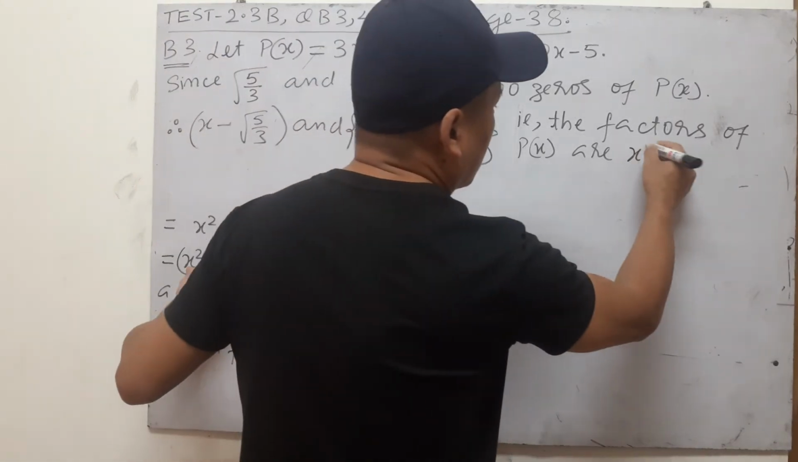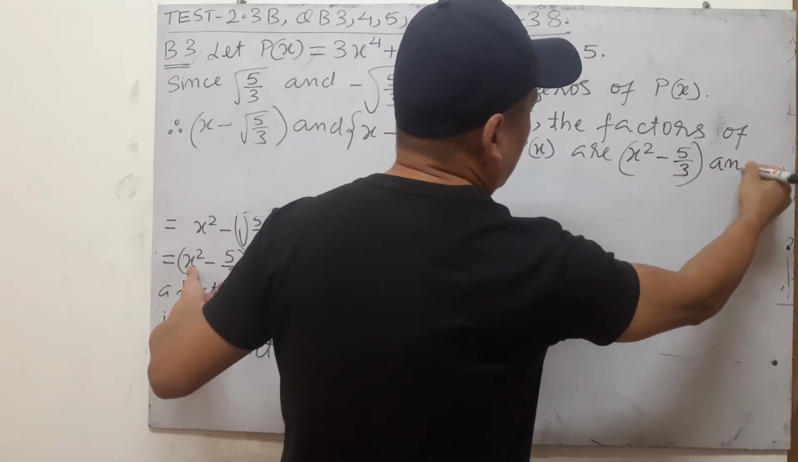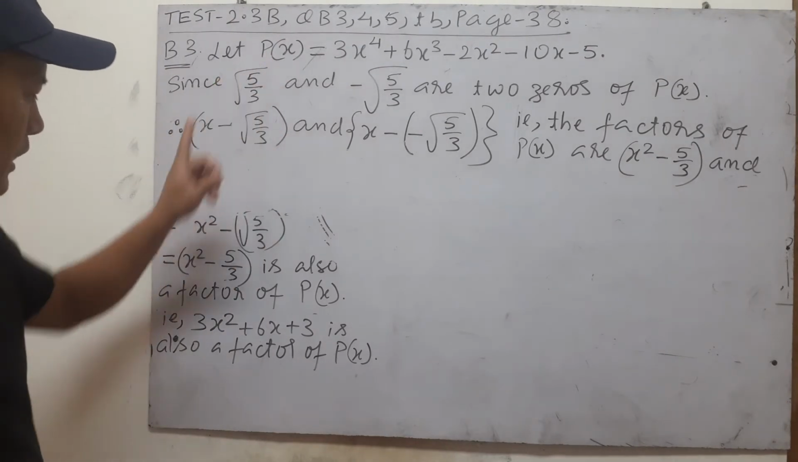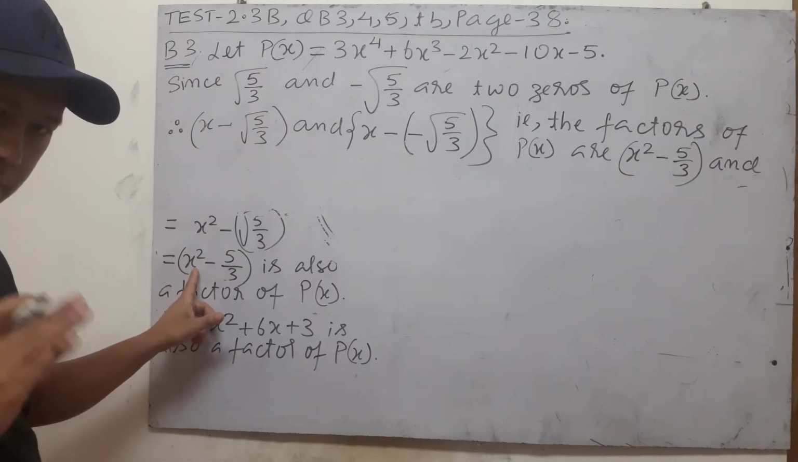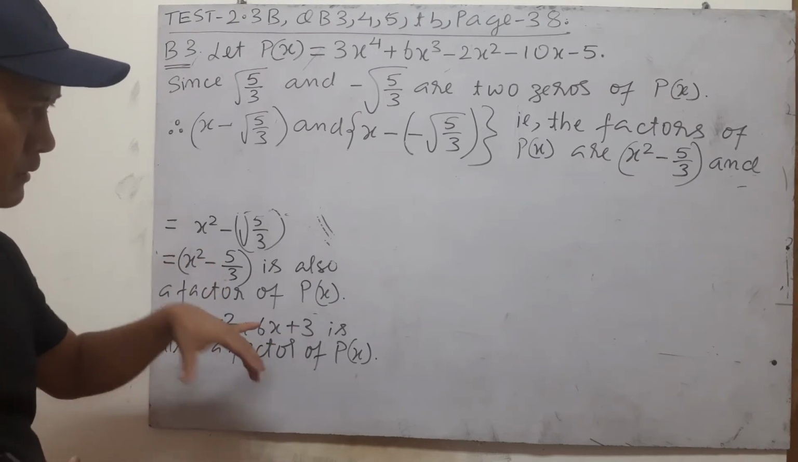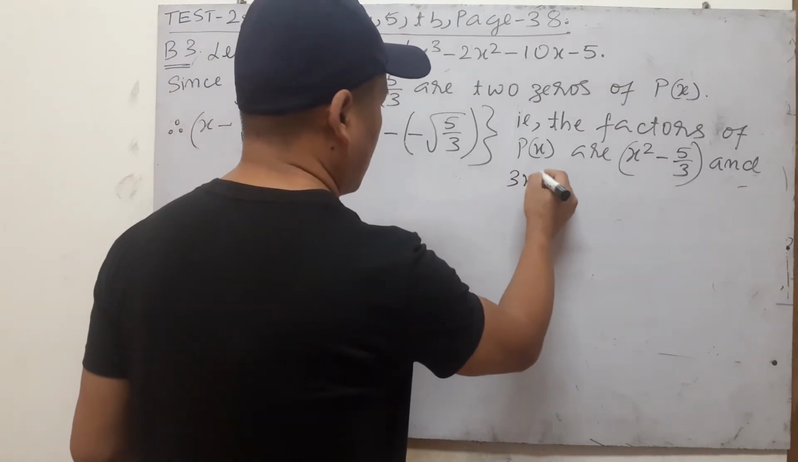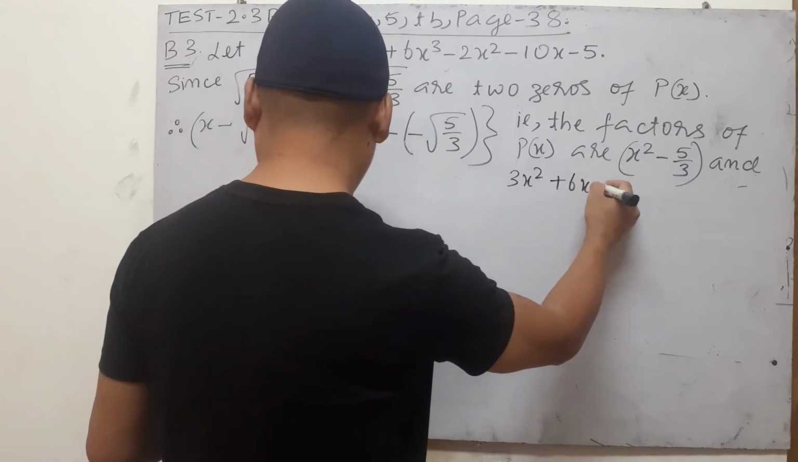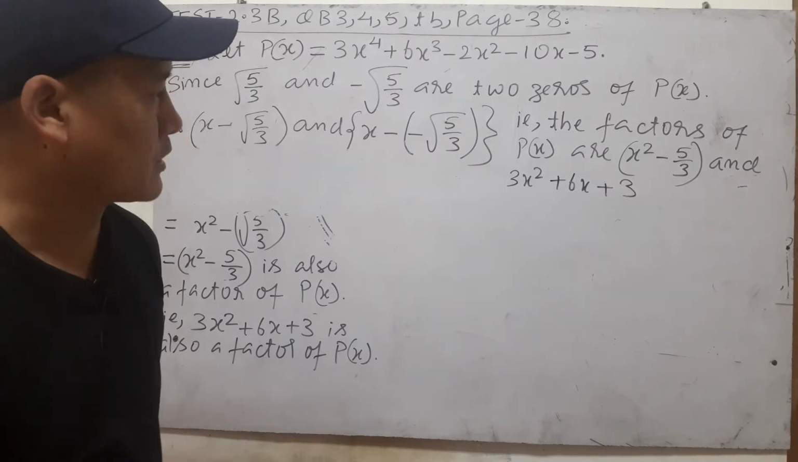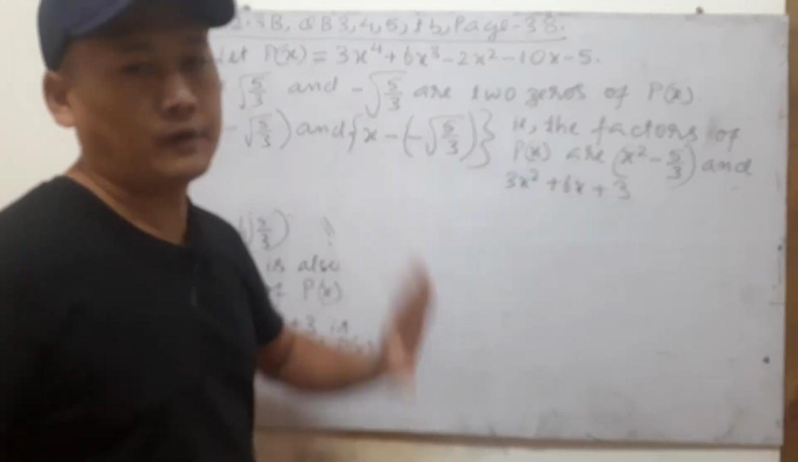The factors are x squared minus 5 by 3, and the other main factor we got when we divide p of x by this main factor will be the remaining factor, 3x squared plus 6x plus 3. So these are the two main factors of p of x that account for everything of p of x.